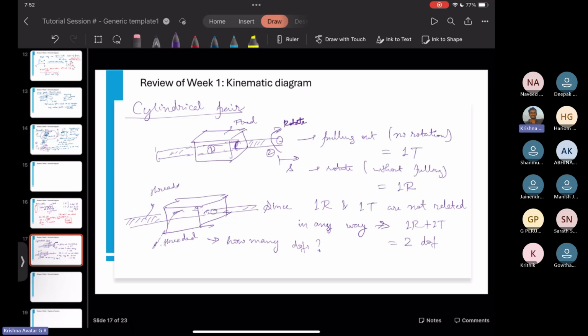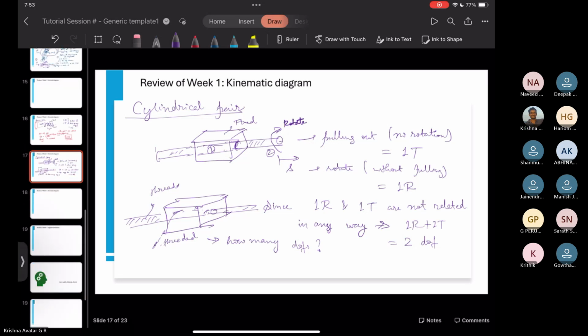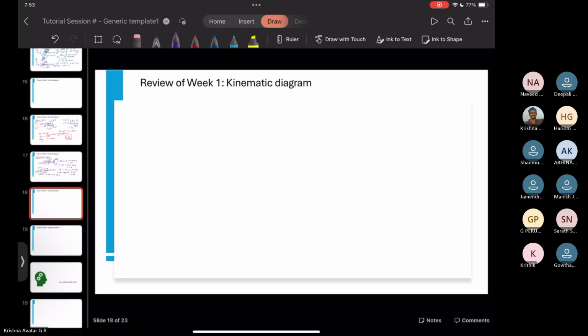Okay, so now we'll move to, we have just one pair left here, the spherical pair. So we'll move to that. So we have the spherical pair.